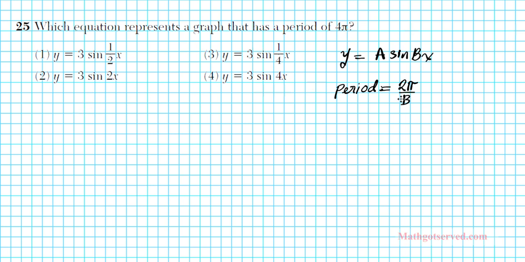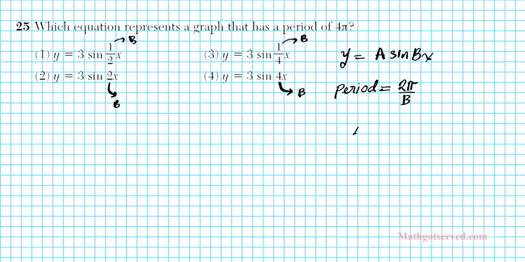So if I can find the value of b, then I can know what the correct answer is. For this problem, 1/2 is b, 2 is b, 1/4 is b, and 4 is b. How do we know that those are b's? Because they are the coefficients of x. So which of these b's is the correct one? Well, let's solve for it.